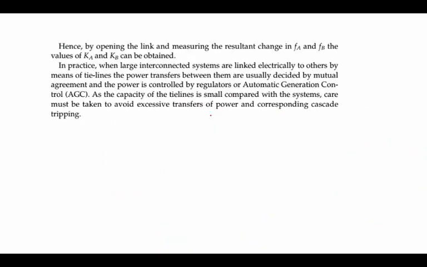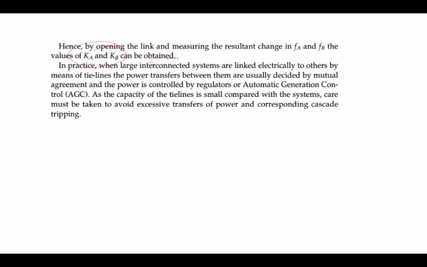Okay, hence by applying the link and measuring the resultant change in FA and FB, the value of KA and KB can be obtained. So this is the stiffness coefficient of KA and KB. So in practice, when large interconnected systems are linked electrically to others by means of tie lines, the power transfer between them is usually decided by mutual agreement, and the power is controlled by regulators or AGC. As the capacity of the tie line is small compared to other systems, care must be taken to avoid excessive transfer of power and the corresponding cascade tripping.